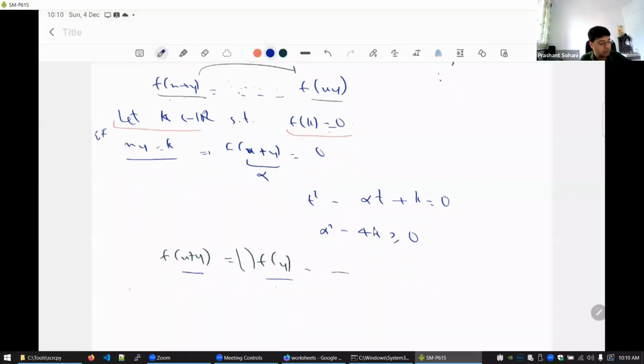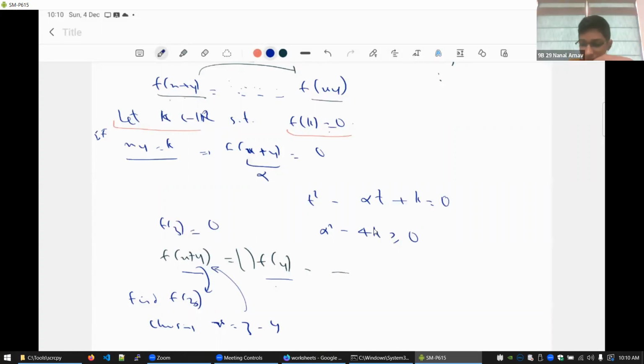If I want to find f(z), I can force f(x + y) to be equal to this by choosing x = z - y. So if I choose x = z - y in this equation, I'll get f(z) is equal to something times f(y), and if we have chosen y such that f(y) is equal to 0, then f(z) = 0. So what it means is that if the function is 0 at one point, it is 0 everywhere. That was our first case, that f(n) = 0 for all n.